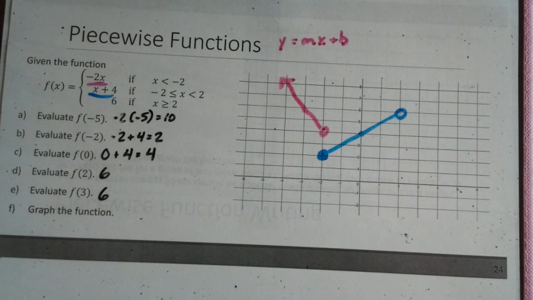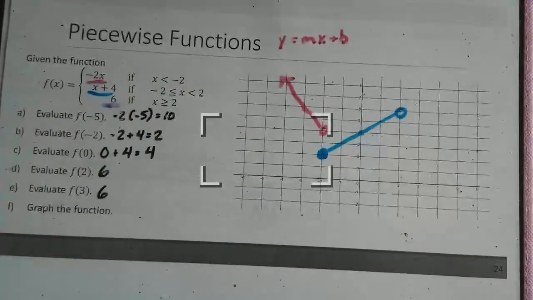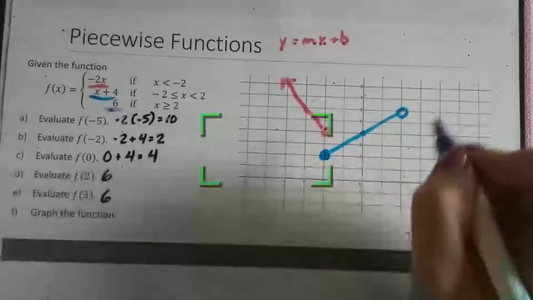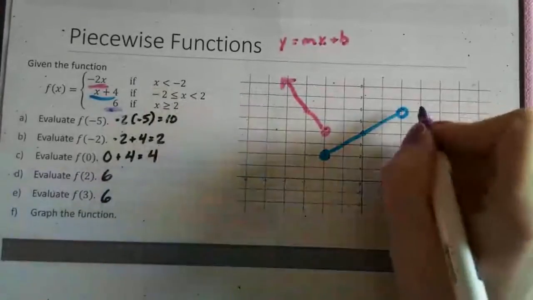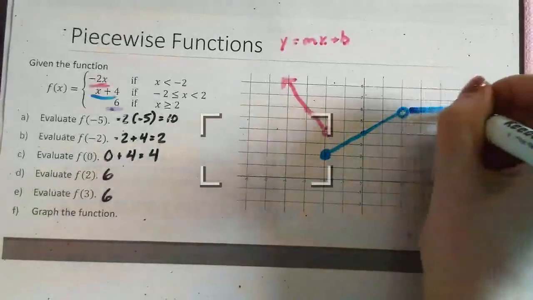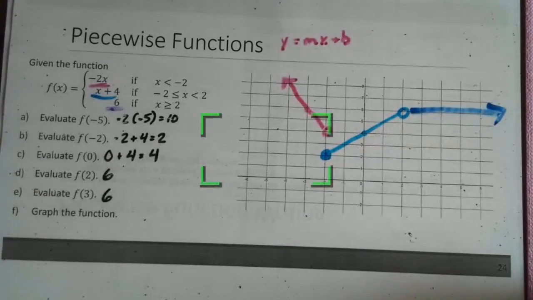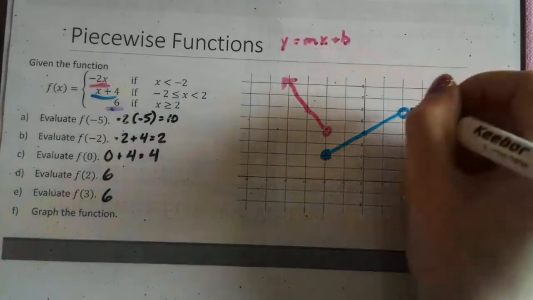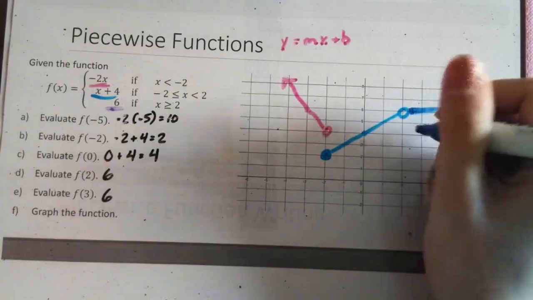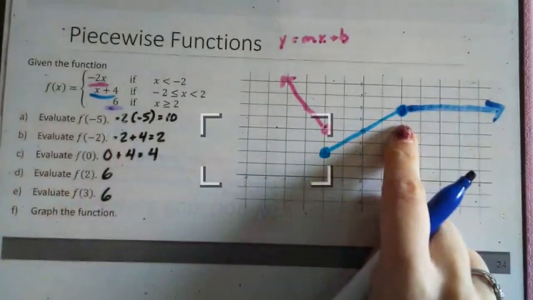Finally, we have this last section, f of x equals 6. That's just like y equals 6. That's a horizontal line. So as long as x is greater than or equal to 2, our y value is 6. And this purple doesn't want to work. Let's try dark blue and just see if it works. But x is allowed to be equal to 2. So I need a closed circle where x equals 2, the y value is 6. So it just fills in that circle.